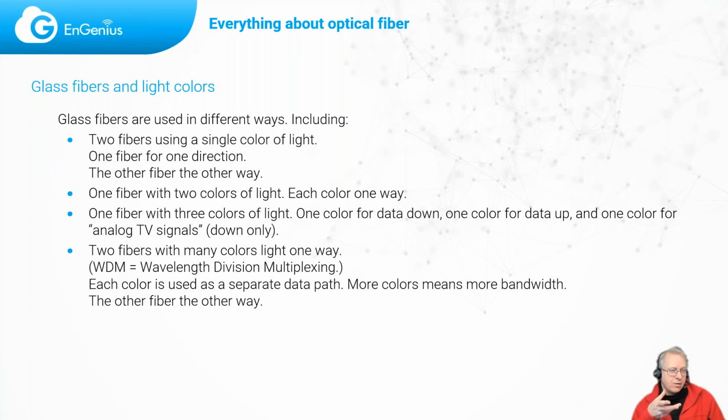And then we have the two fibers with many colors, using wave division multiplexing. Then you have each color for different data paths. So if you have 4 colors, you can do 2 colors for data up, 2 colors for data down, at the same speed as before when you are using only one color one way and one color the other way. I'm not sure how many colors they do, but I think it's like 16 or 20 that they can multiplex in a single fiber.